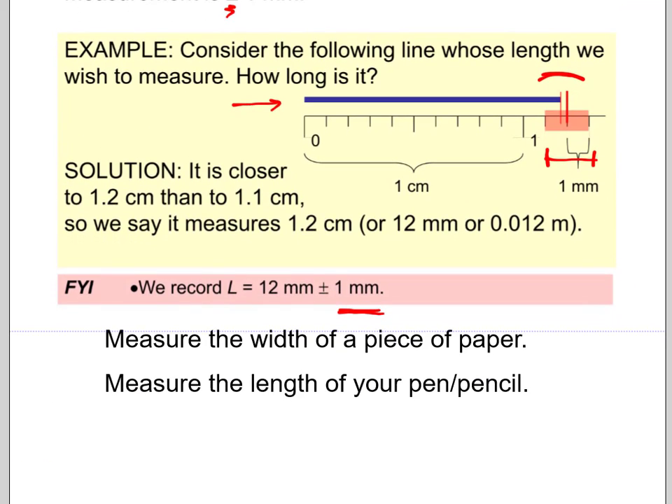If you want to test this out, you can measure the width of a piece of paper and try measuring the length of your pen or pencil. You'll probably find measuring the width of the paper is significantly easier due to the hard edges, versus the length of your pen or pencil, which has a few other challenges with both ends.